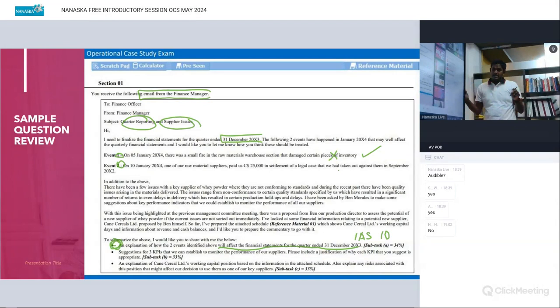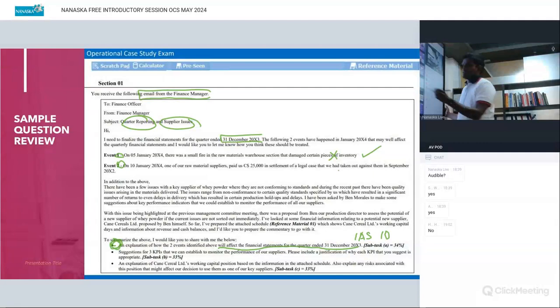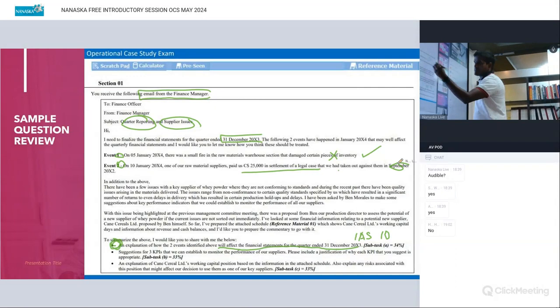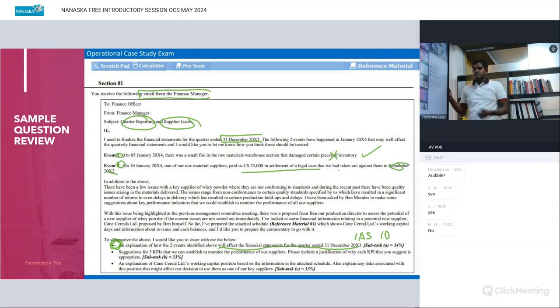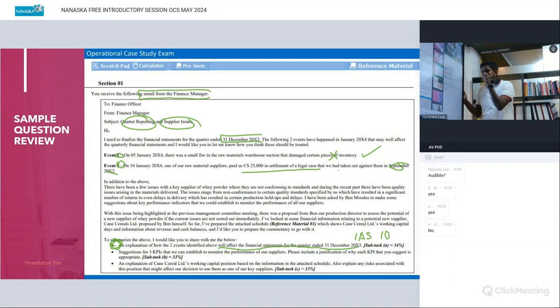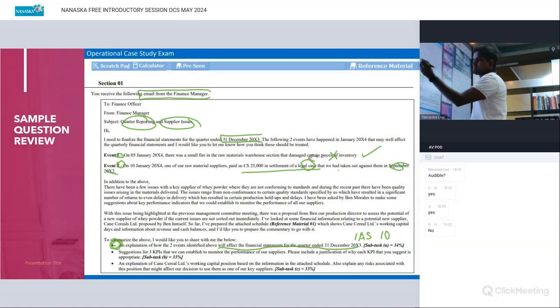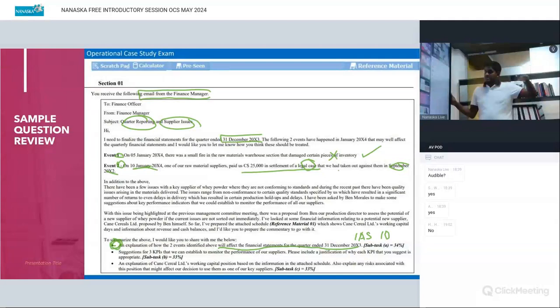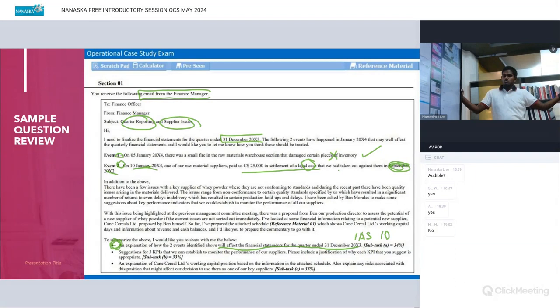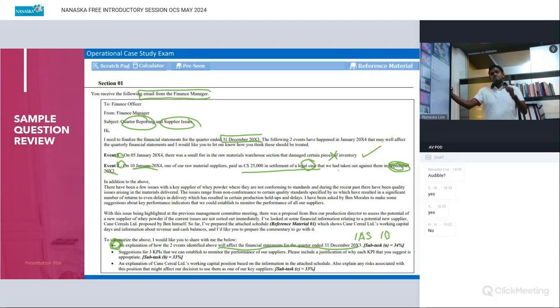One of our suppliers paid us 25,000 in settlement of a legal case that we had taken out against them in September 2022. Now we are in January 2024, and the reporting date is 31st December 2023. The legal case has been settled in January, but we are looking at evidence of existence at the reporting date, 31st December. But we took this case out against them in September 2022. So what do you think? The question you have to ask is, is there evidence of existence at the reporting date? Yes or no?